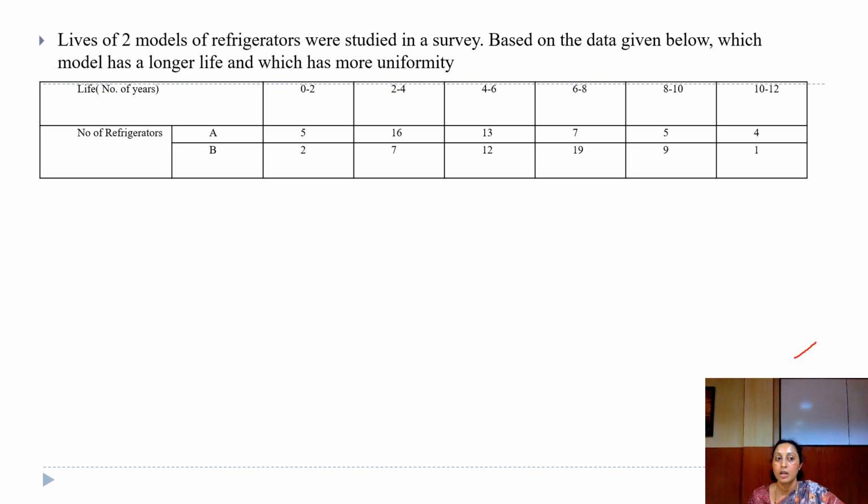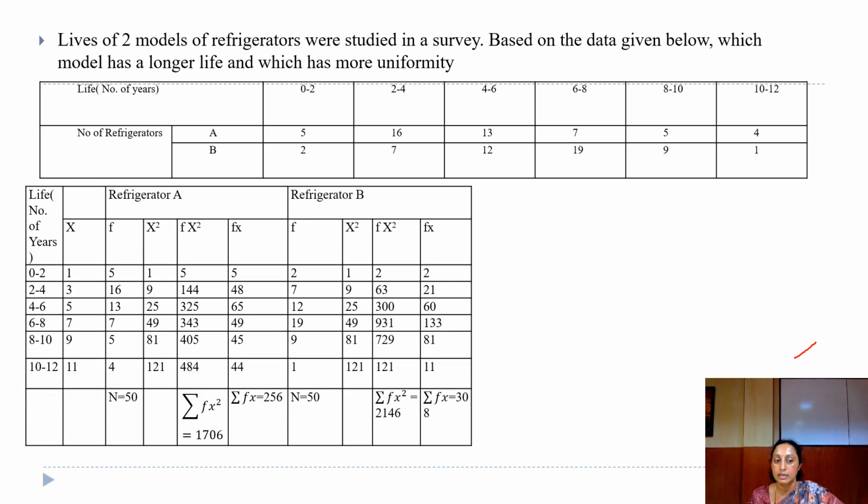Now I'm considering one more example, which is based on continuous observation. We have got the lives of two models of refrigerator, A and B, and we want to find which model has a longer life and which has more uniformity. Similarly, let us construct a table.